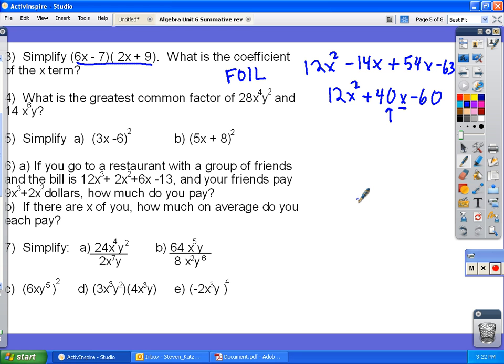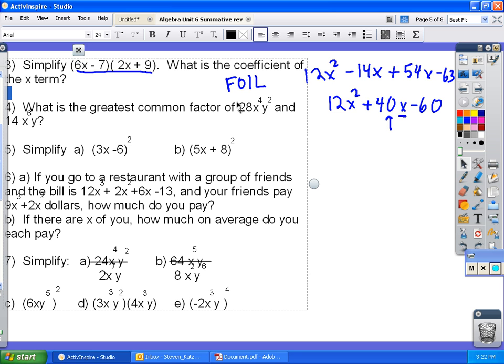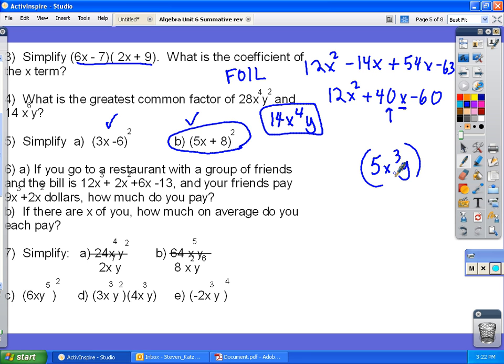We've already done greatest common factor. So remember that for greatest common factor, for this problem right here, you're going to either know that 28x to the fourth and 14, the greatest common factor there is 14. They have 4 x's in common, and they have 1 y in common. These are both the same exact problem, but just a reminder that when you have a monomial, like 5x to the third y squared, you could just distribute the square to everything. But when you have a binomial squared, you actually have to write it out and multiply by itself and do FOIL.